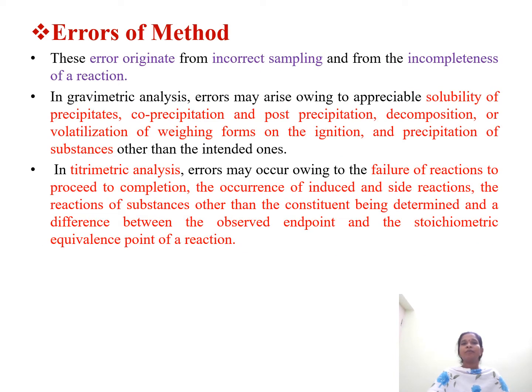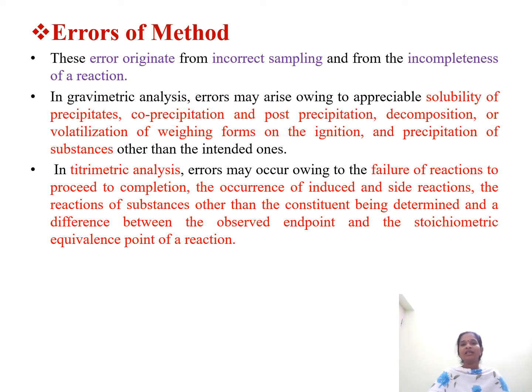Then the errors of method. These errors of method originate from incorrect sampling and from the incompleteness of the reaction. In gravimetric analysis, the errors may arise due to appreciable solubility of precipitate, co-precipitation and post-precipitation, decomposition or volatilization of weighing forms on ignition, and precipitation of substances other than the intended ones.